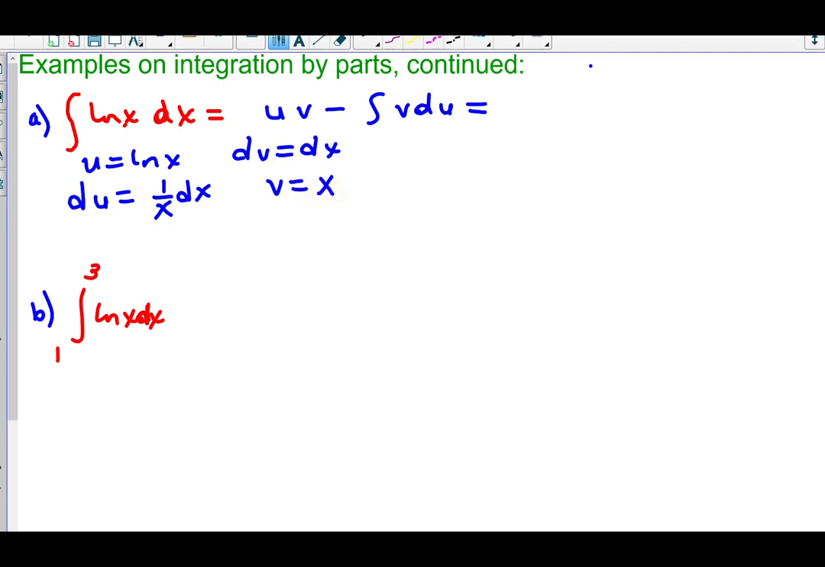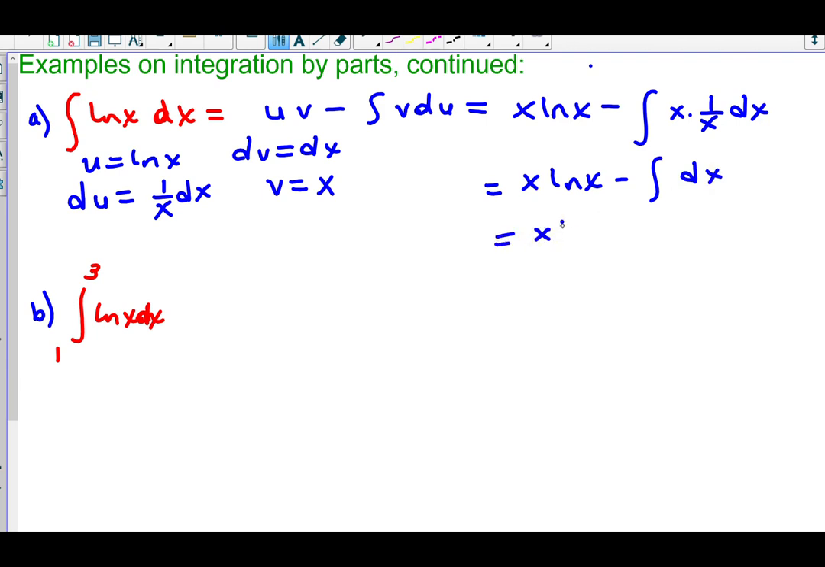So coming over here, for uv, you're going to multiply ln x times x, minus the integral of v du, you're going to take the integral of this product, x times 1 over x dx. And notice what happens there. The x times 1 over x, they cancel out. So leaving the first part as it is, you are left with minus the integral of just dx. Think of it as 1 dx.